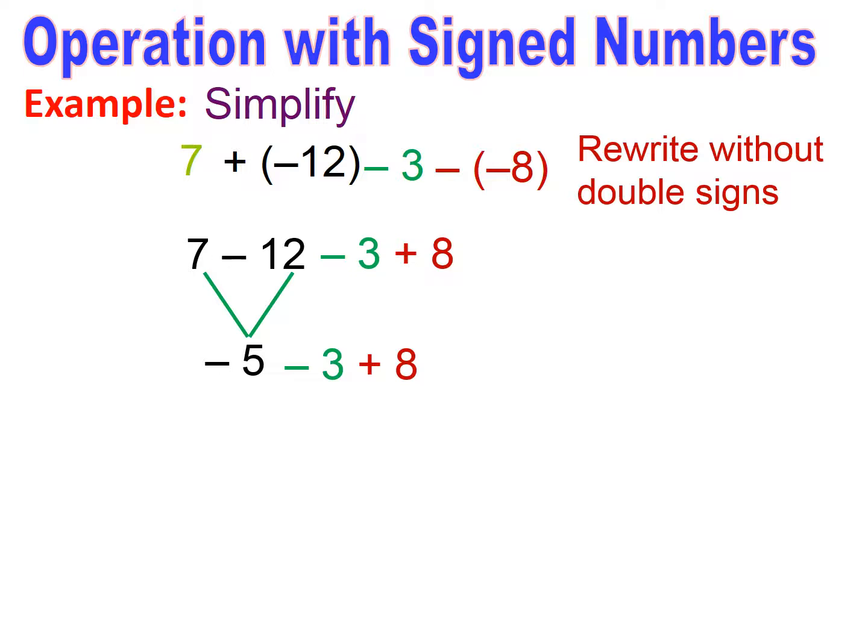And I'm bringing down the minus 3 plus 8. And now I'm getting that negative 5 minus 3. I see I have the same sign. Same sign means I add and keep the sign, so I end up with a negative 8 plus 8. And now a negative 8 plus 8 equals 0. So again, get rid of the double signs first, and then work from left to right, thinking of the rules.